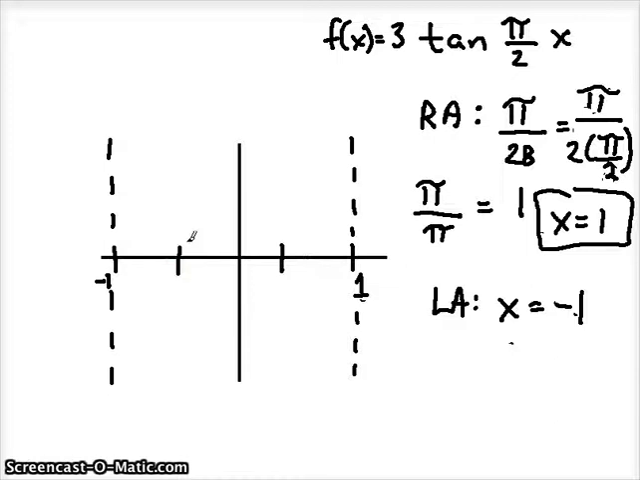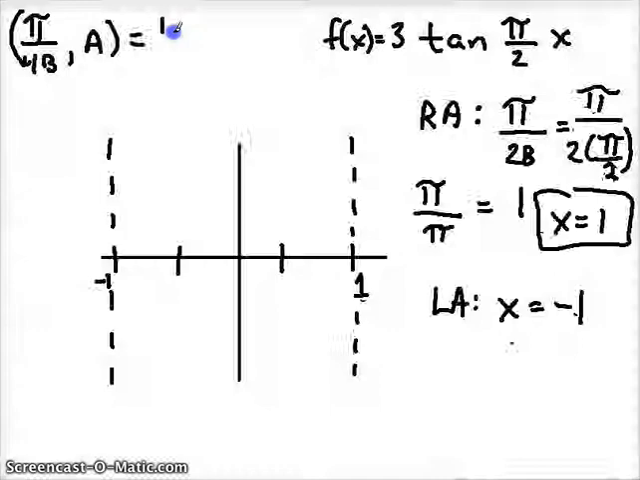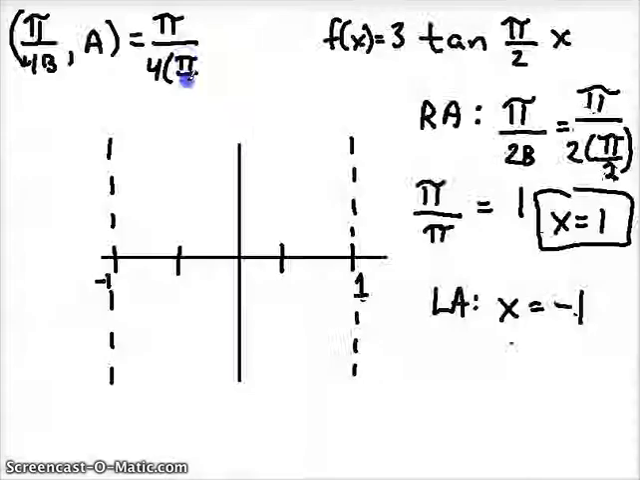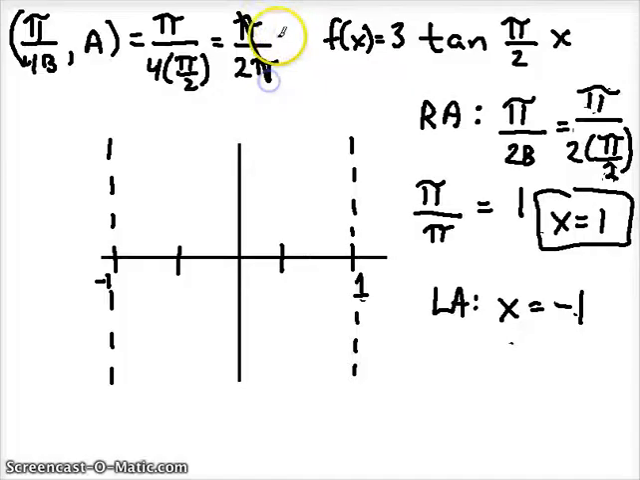The next step would be to find the midpoints. The midpoints are going to be pi over 4b and a. There's our x, y value. So pi over 4b would be pi over 4 times the b value, which is pi over 2. So that ends up being 4 pi over 2 on the bottom, which reduces to just 2 pi. So we have pi over 2 pi. Well, those will reduce. So our x value is 1/2.